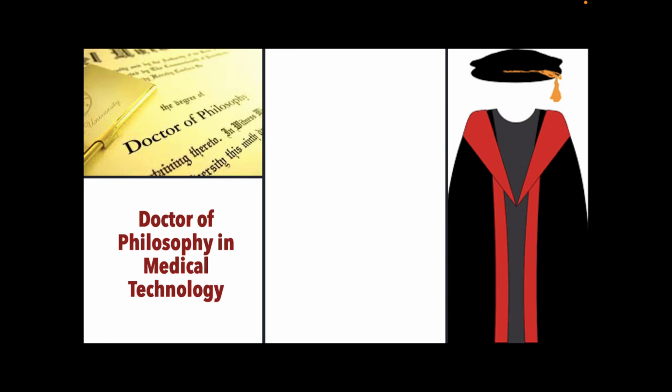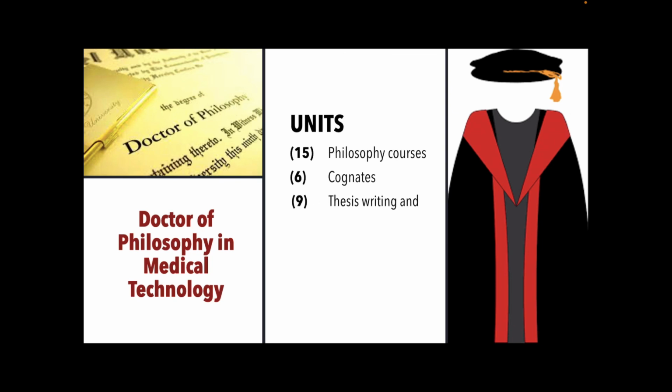Now, how about the Doctor of Philosophy in Medical Technology? Like the MSMT, a Doctor of Philosophy in Medical Technology may include the following number of units: 15 units of philosophy courses, 6 units of cognate courses, 9 units of thesis writing and seminar, 6 units of foreign language, and 24 units of major courses. However, you have to take note that the course offerings in this PhD in medical technology should focus on an in-depth understanding of the advanced technology in the diagnosis, prevention, and treatment of diseases or infections.